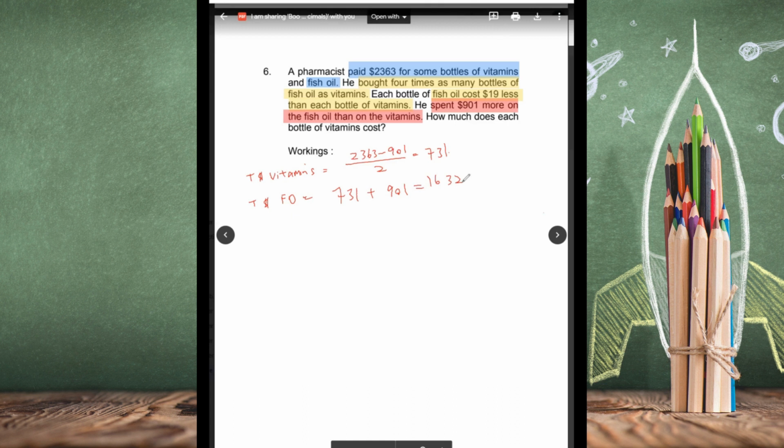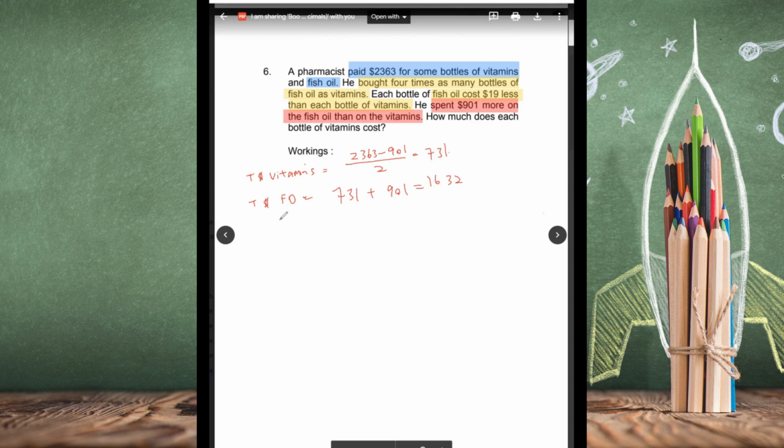And now we have to look at the yellow highlighted part to get rid of one of the differences, because we actually have 2 differences that result in the amount spent on the fish oil being more than the amount spent on vitamins. So let's find out, if this pharmacy bought the same number of bottles of fish oil as vitamins, how much he would have to pay.